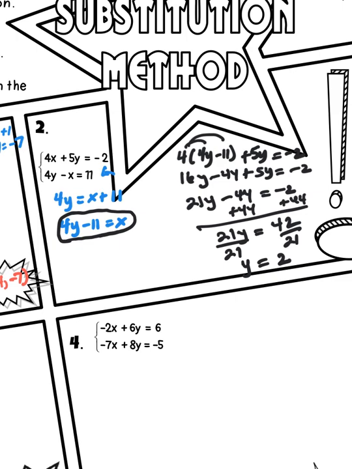So now I'm going to go back to the equation that I started with. We have x equals 4 times y, in this case it's 2, minus 11. I went in and substituted. 4 times 2 is 8 minus 11 gives me negative 3. So what is the solution? Negative 3 comma 2. Negative 3 comma 2 is the solution.